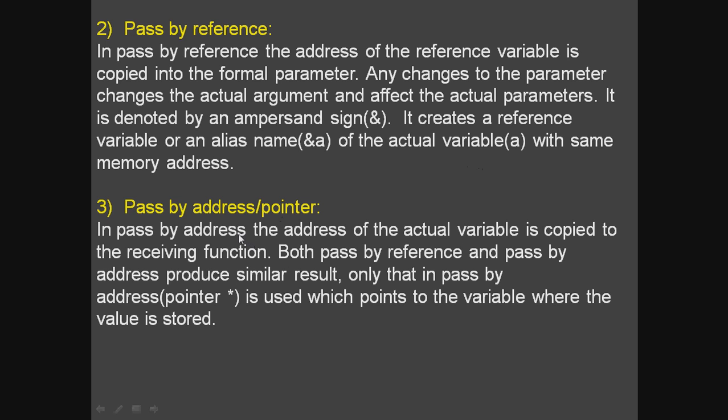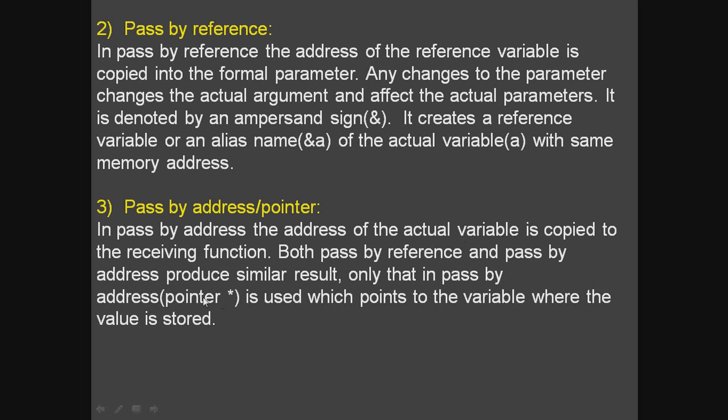But in pass by address, the address of the actual variable is copied to the receiving function. That is done by using a pointer. So both pass by reference and pass by address will produce a similar result, only that in pass by address, the star symbol will be used, which points to the variable where the value is stored. So in pass by address, this symbol is used before the variable, suppose like star a, asterisk a. This asterisk a will store the address of the variable where the value is stored.